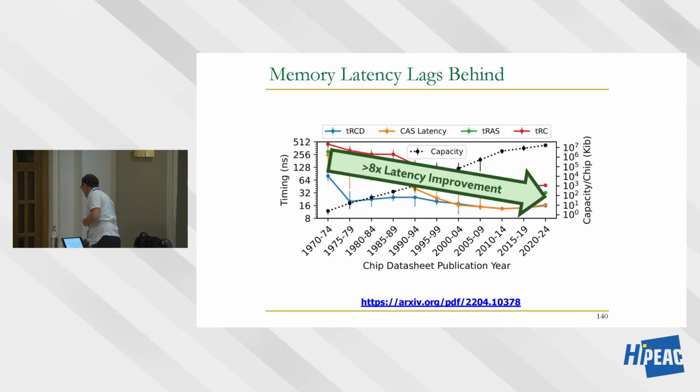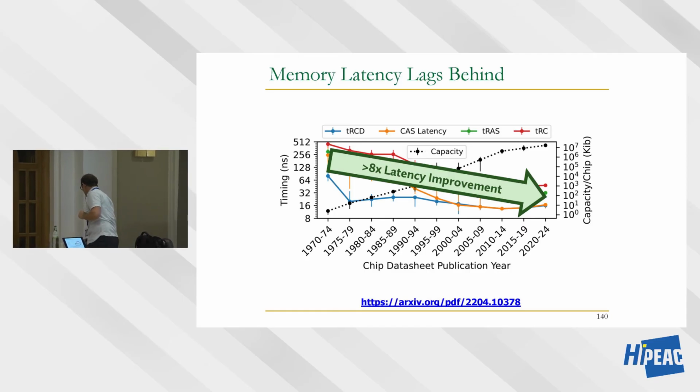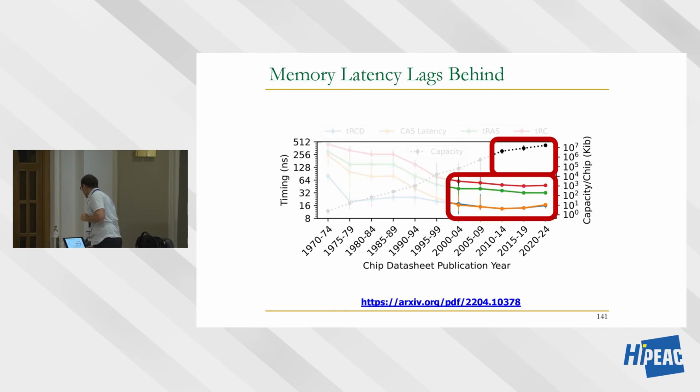Now let's take a look at latency. Latency doesn't look as good. Only 8x latency improvement, again over the 54 years we're looking at. And more recently, it's mostly constant, as you can see. Some latencies are actually increasing. So over the last 20 years or so, 24 years, we have not had latency improvements in DRAM.